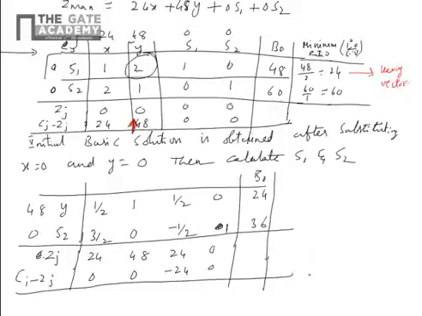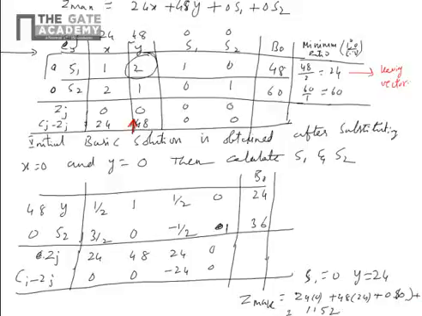So the optimal solution is x equal to 0, s1 equal to 0 and y equal to 24. Substitute that optimal solution in Zmax, and you will get the optimal value. So x is not there in the solution, so x is equal to 0. So 24 into x, which is 0, plus 48 into y, which is 24, plus 0 into s1, which is nothing but 0. The value is 1152.